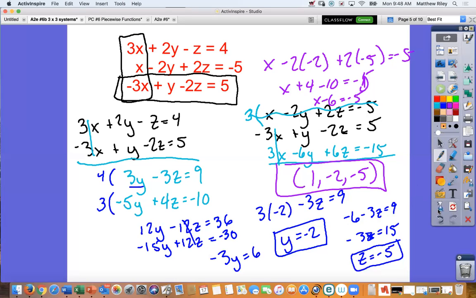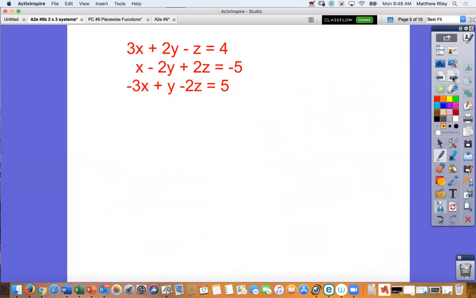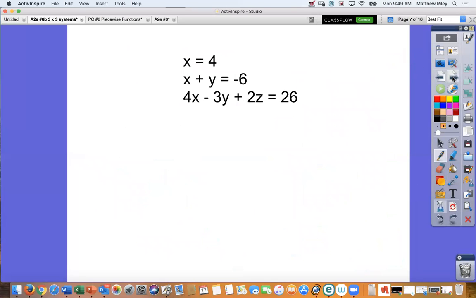All right, so let's get on to some special types. If you see something like this, and I think you see one of these on your homework tonight, don't panic. This is actually very simple. By very simple, remember the solution is what is x, what is y, what is z.